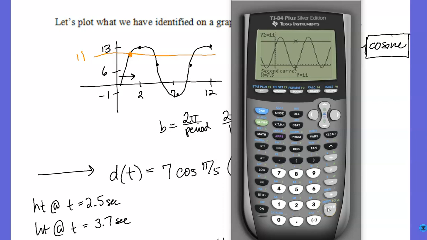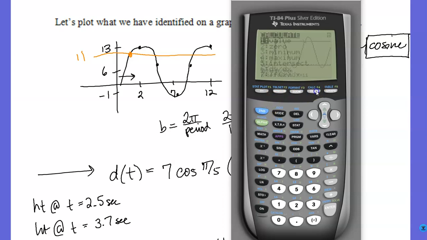But here's the problem. If I do it over here, it's going to pick the closest, and then it says guess, and you have to say yes, so you have to hit enter again. It's going to pick the closest intersection, which for me is way over here. Well, I don't want that intersection. I want the first one. So how do I make sure that it finds the first one?